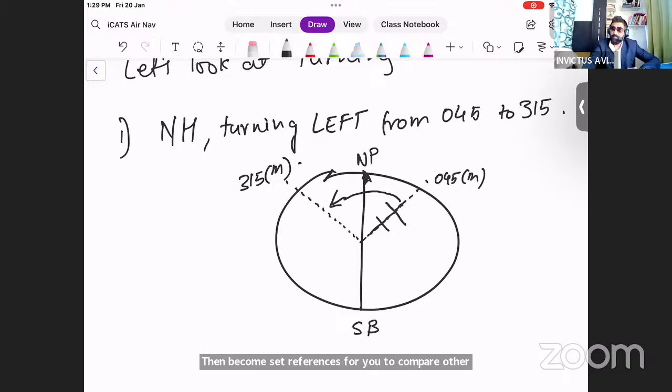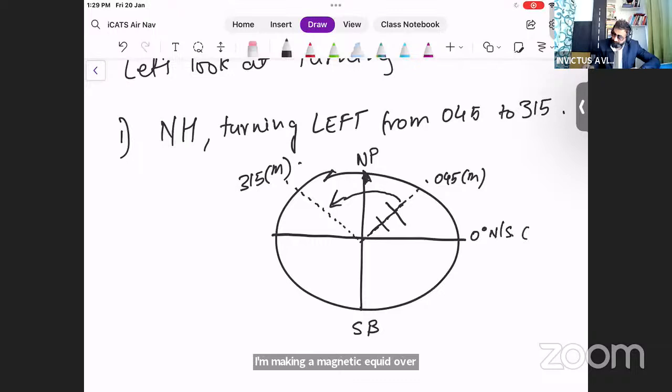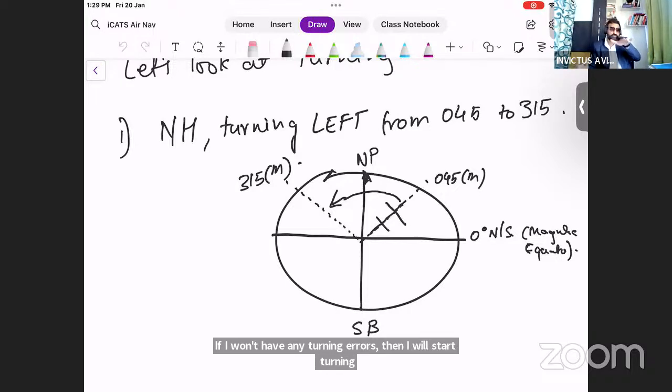Okay. So this is the situation in the northern hemisphere. I'm making a magnetic equator over here. So this pilot has to travel 90 degrees, right? To the left, a 90-degree turn. If I won't have any turning errors, then I will start turning. Turn will happen. So let's say this is 045.